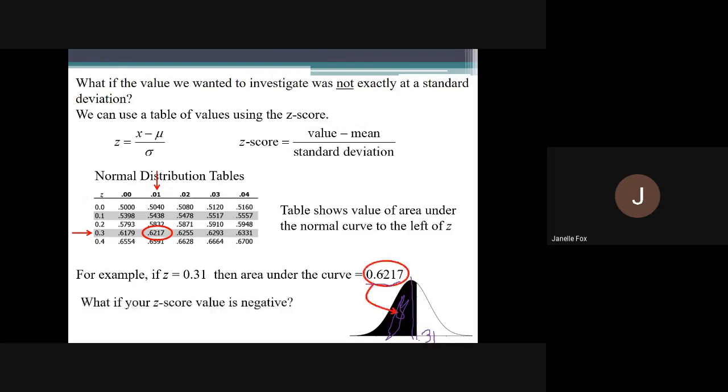What if your z-score turns out to be a negative value? Well, then it's really important to draw the picture. You're just going to have to use some symmetry and think a little bit. You're going to be totally fine, but you have to draw a picture to illustrate it. So let's try some of these.